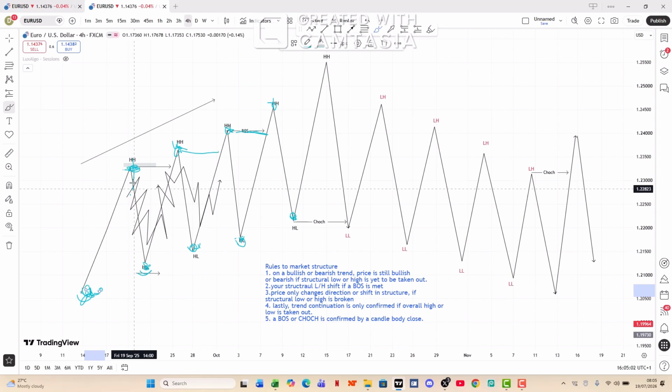So if you confirm a break of structure to the upside, your structural low shifts to this. So after a break, this is your structural low. After another break, your structural low shifts from this to this. Right. So after a breach of this low, it will give you a change of character. All right. So after a break of this high, this is your structural low. After a break of this high, this is your structural low. So your structural low shifts after a break of structure, and once your structural low is taken out, you can confirm a change of character.